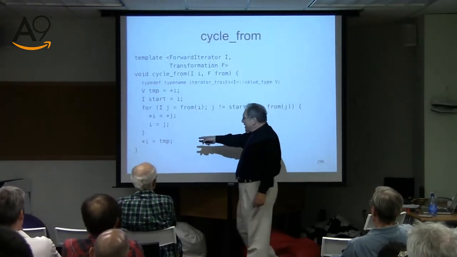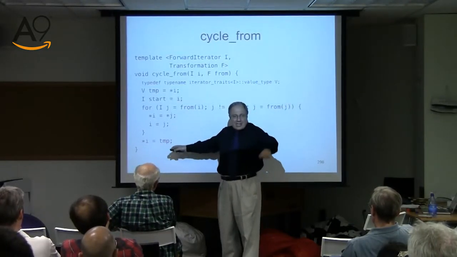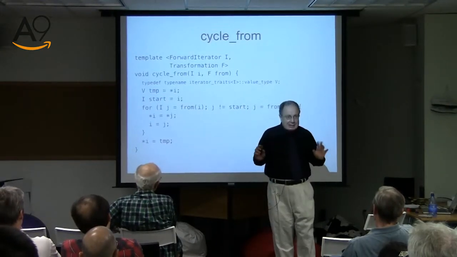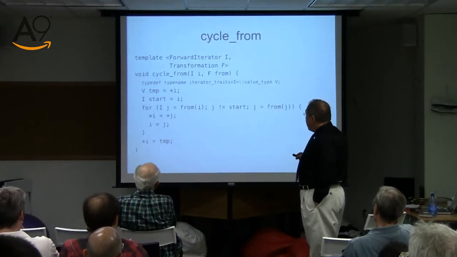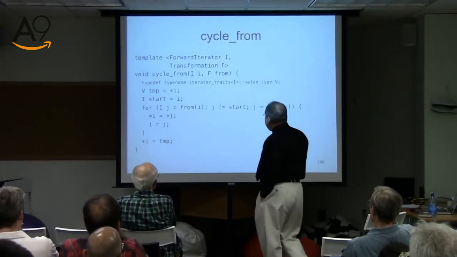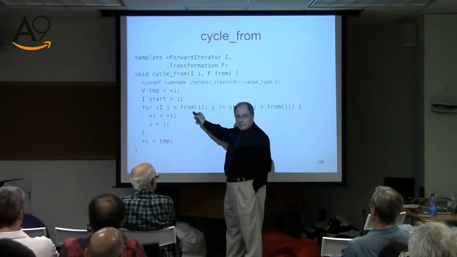And when I am done, I still have this one guy saved. I have to stick him back. It's a very, very simple, nice loop going around. You cannot do it going to. You have to do it only going from. Now I need to write a transformation for my rotation.